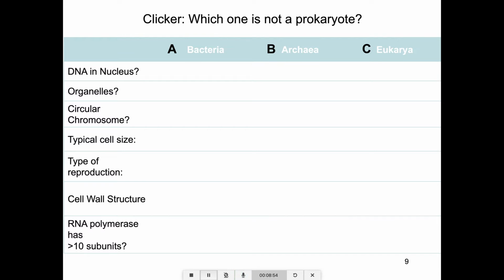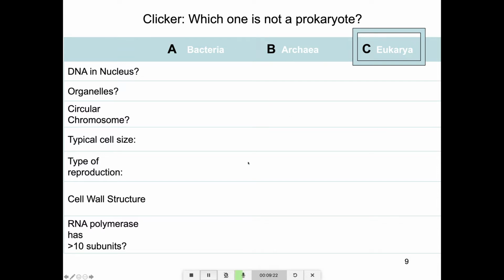Okay, so let's look at some of the major traits that define bacteria, archaea, and eukarya. So first, I want you to answer this question. Of the things at the top, choices A, B, and C, which one is not a prokaryote? A, B, or C? If you said eukaryote, you're right. So the eukarya is its own group. Bacteria and archaea, however, are both prokaryotes.